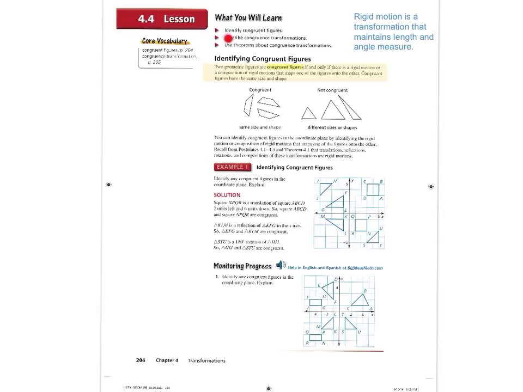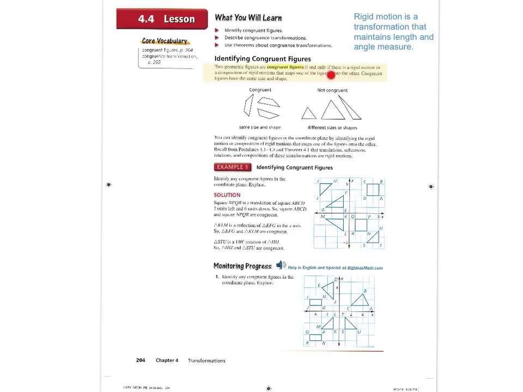Our objectives are to identify congruent figures, describe congruence transformations, and use the theorems about congruence transformations. So we have here identifying congruent figures. Two geometric figures are congruent figures if and only if there is a rigid motion or a composition of rigid motions that maps one of the figures onto the other.